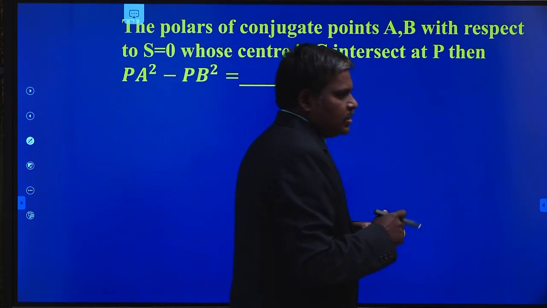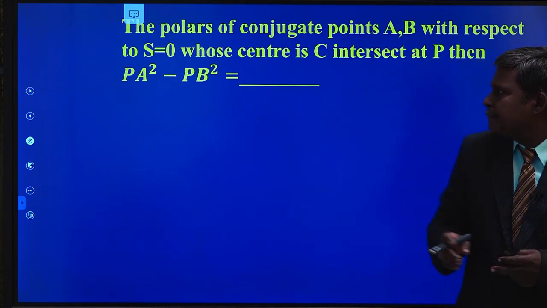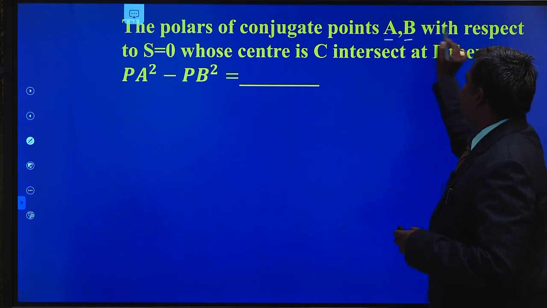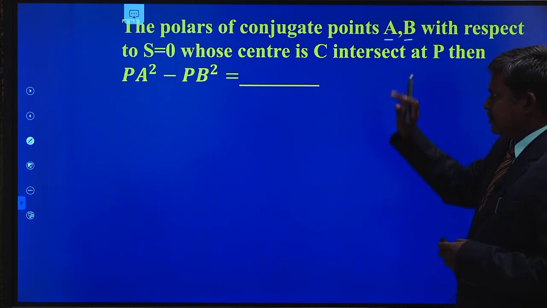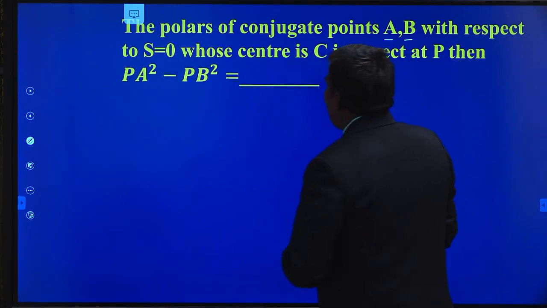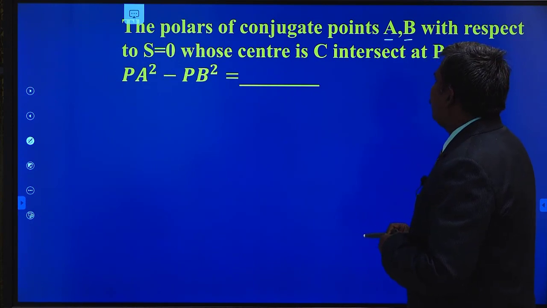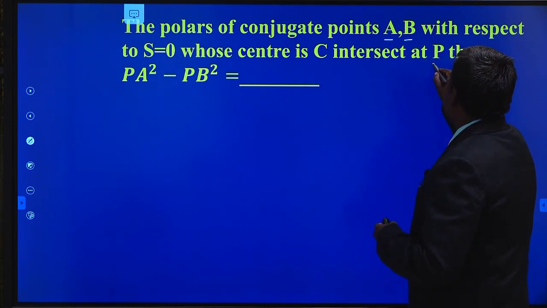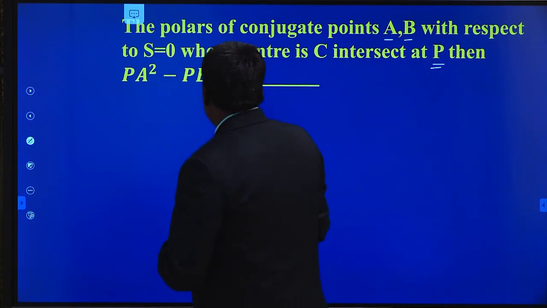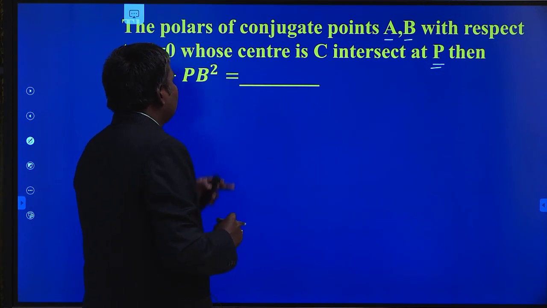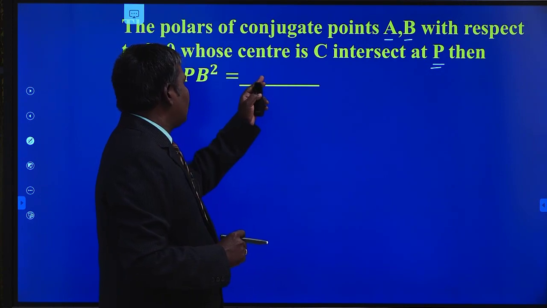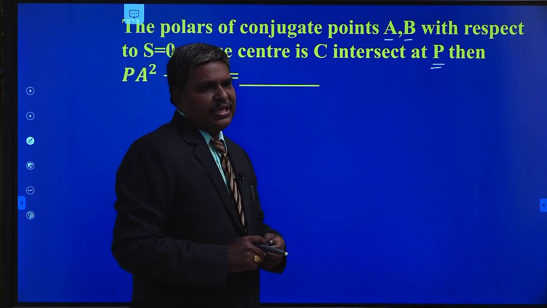See this another result. This is also related to the previous result. The polars of conjugate points A, B. Read thoroughly. The polars of conjugate points A, B with respect to the circle S equal to 0, whose center is C, intersect at P. Then PA square minus PB square is what?